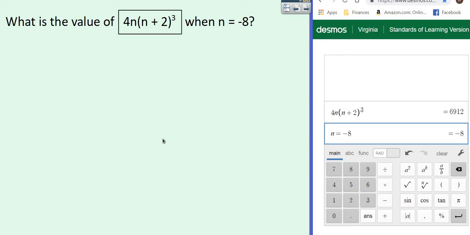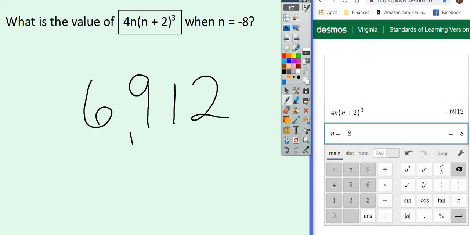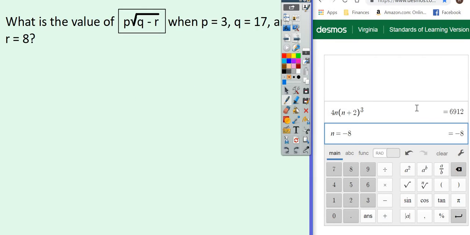So as you can see, the answer is, let me make sure I have something to write with. Sorry about that. My answer is 6,912, and it's as easy as carefully putting it in your calculator. That's all you need to do. So that's the first one. Let's go ahead and try the second one.